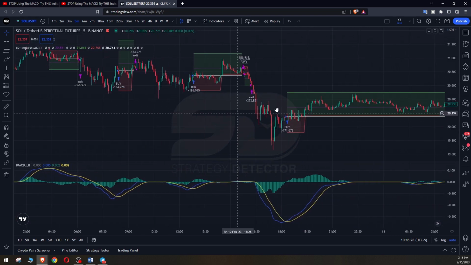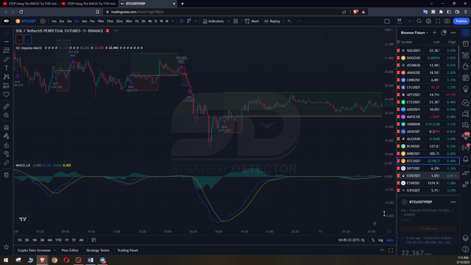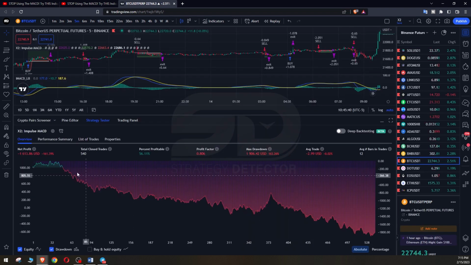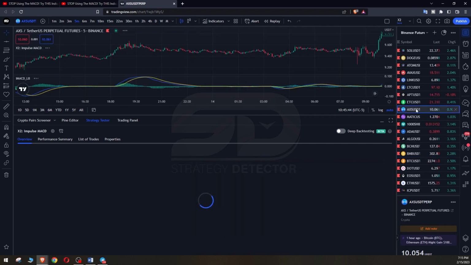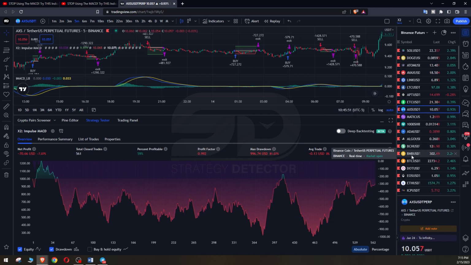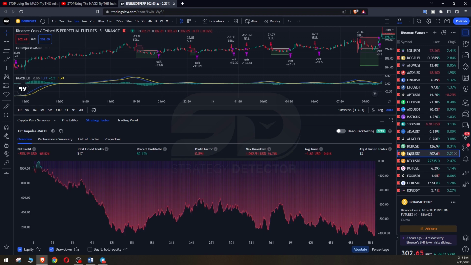Now let's use this strategy in different currencies to see the results. For example, in Bitcoin. You see it doesn't have profit. We choose another currency. It's unprofitable as well. Now let's see BNB. Well, it's not good again.